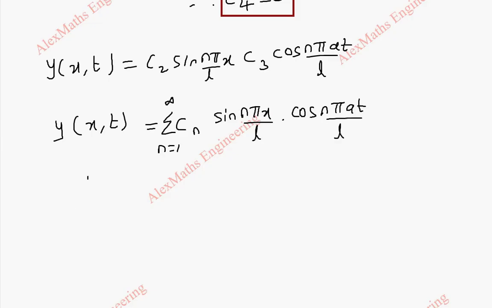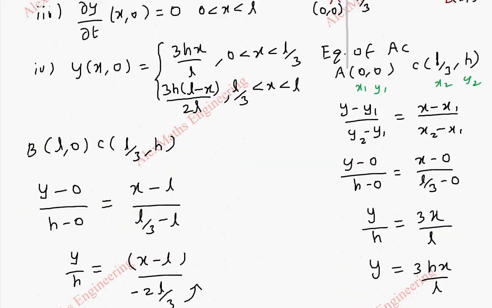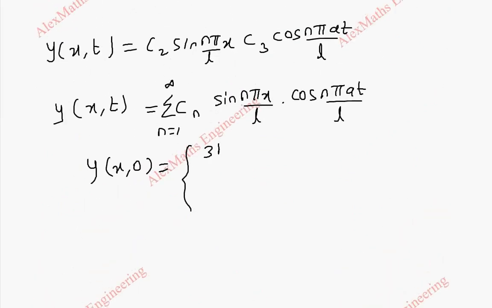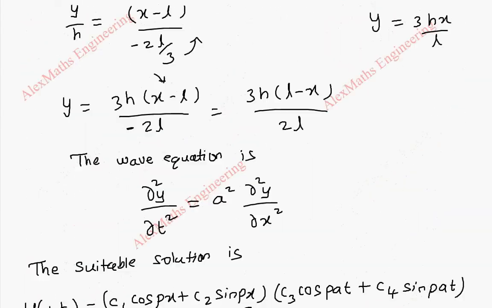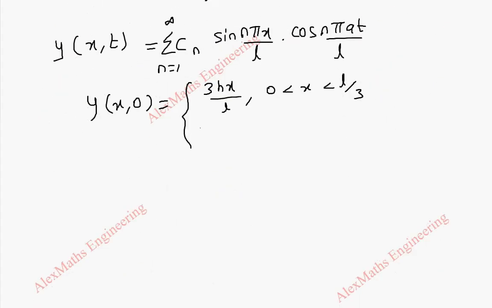Now using the last condition, y of x comma 0, we have a function here, and that function has two parts. One is 3hx by L for 0 less than x less than L by 3, and another one is 3h into L minus x by 2L for L by 3 less than x less than L.